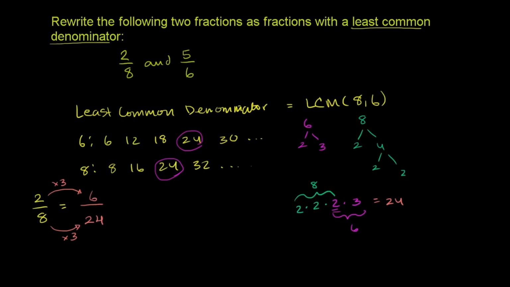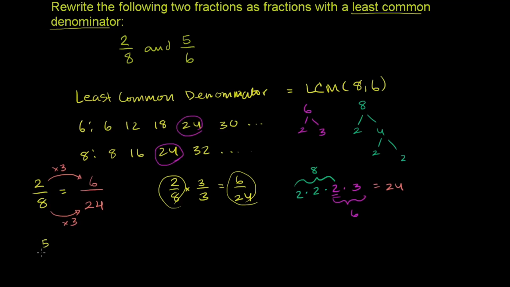To see that a little bit clearer, you say, look, if I have 2 eighths, and if I multiply this times 3 over 3, that gives me 6 over 24. And this are the same fraction, because 3 over 3 is really just 1. It's 1 whole. So 2 eighths is 6 24ths, and let's do the same thing with 5 sixths. So 5 over 6 is equal to something over 24. Let me do that in a different color. I'll do it in blue.